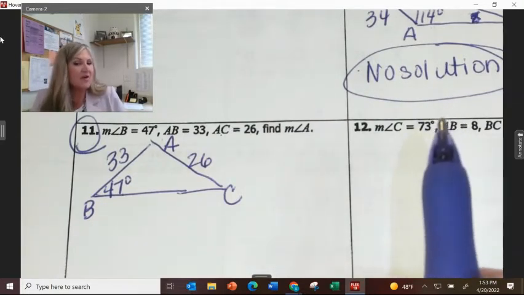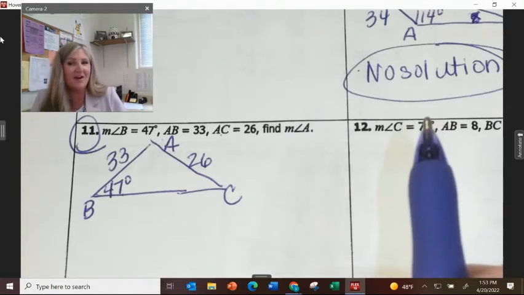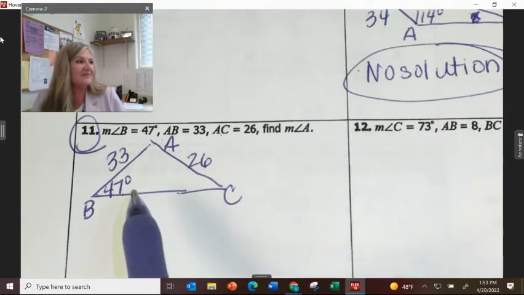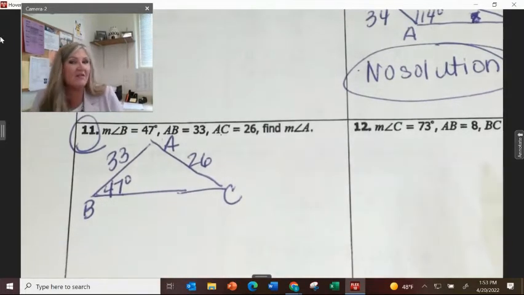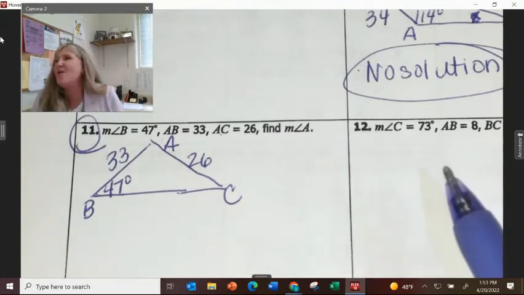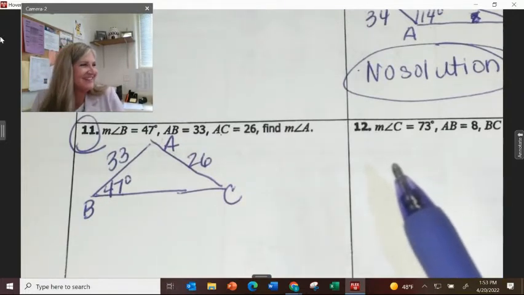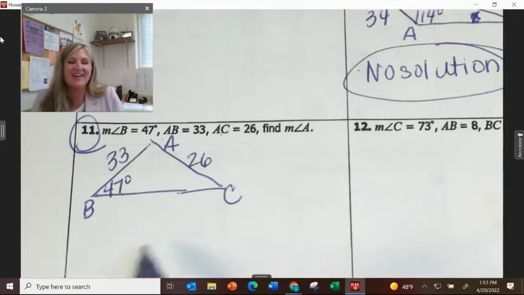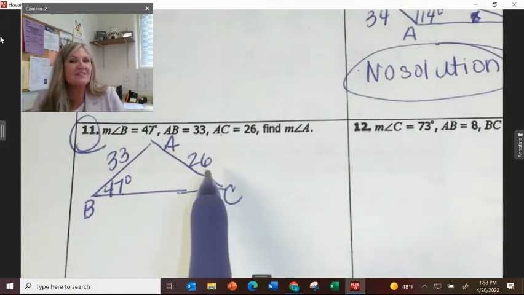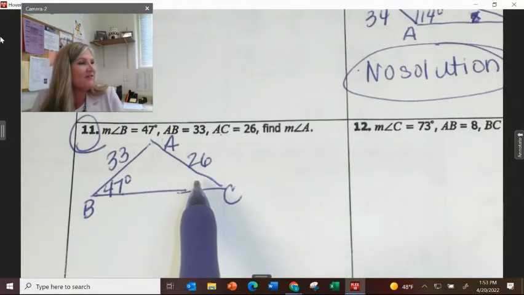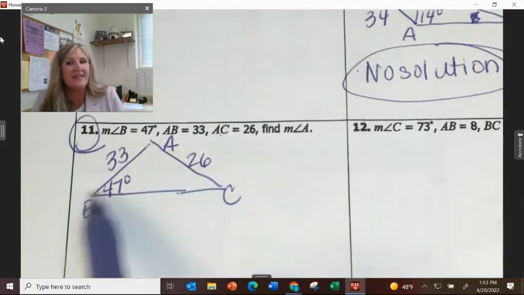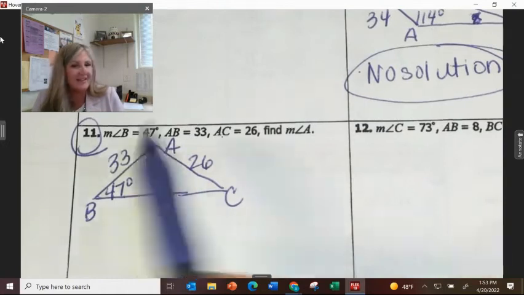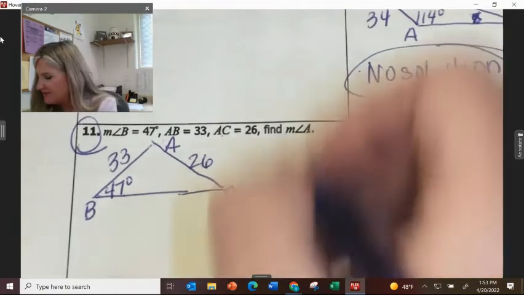What is the problem with this problem? Right, we don't have the side across from here. So do we just stop and say, no, it's not possible? No, we don't. There you go, Ryan's correct. We're forced to solve for what angle? We have to solve for angle C, and then could we find angle A? Yeah, okay, so we're going to have to do it that way.